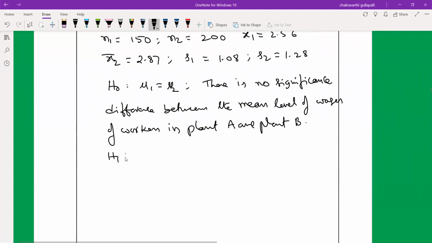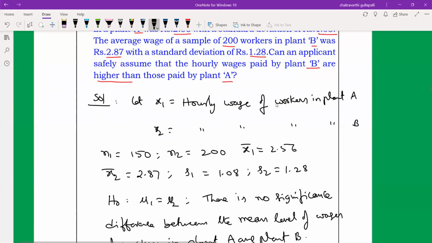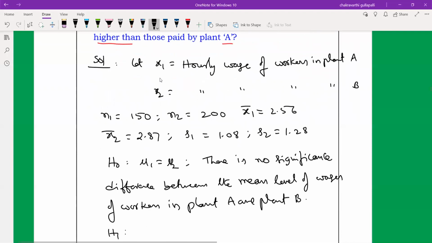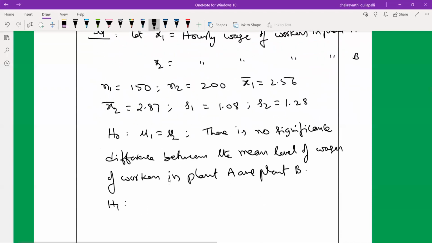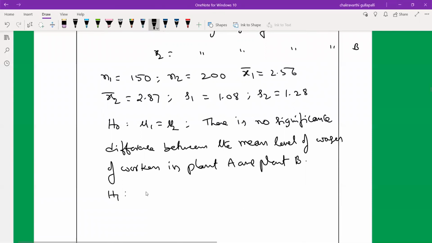Now H1, the alternative hypothesis. Based on the requirement, can an applicant safely assume that the hourly wage paid by plant B is higher than that paid by plant A? Here, the average wage of plant B workers is more than the average wage of plant A workers. Mu2 is greater than mu1, or mu1 is less than mu2. This is a left tail test.